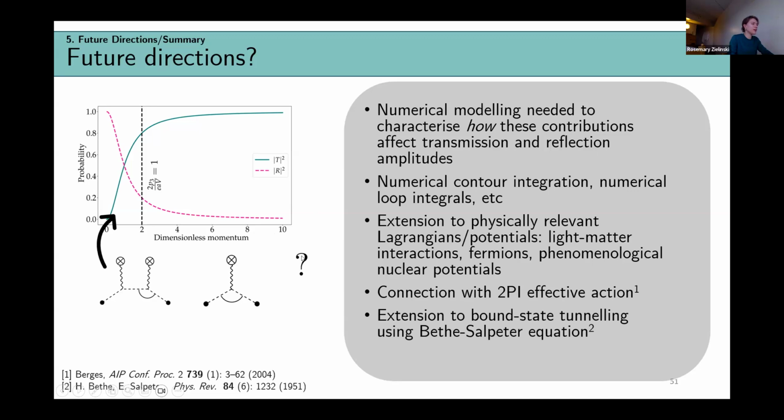And then, again, going back to the fact that we eventually want to describe things like nuclear fusion, we'll need to find a way to extend these results to bound state tunneling problems. And one way might be with the Bethe-Salpeter equation. So we know bound states arise when we have poles in the S matrix. And this particular equation is a way to describe some bound states via infinite order interactions. Again, not something I'm very familiar with, but I think it might be a worthwhile avenue to pursue.